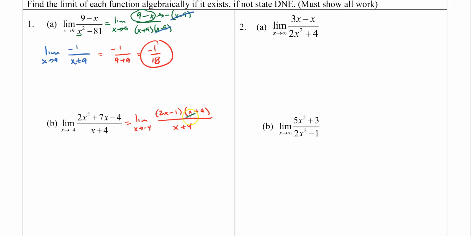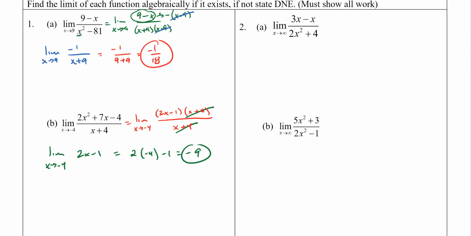And then once again, I have a factor that cancels out, and I'm left with the limit as x approaches negative 4 of 2x minus 1. Now I can evaluate that at negative 4. 2 times negative 4 is negative 8, minus 1 is negative 9.